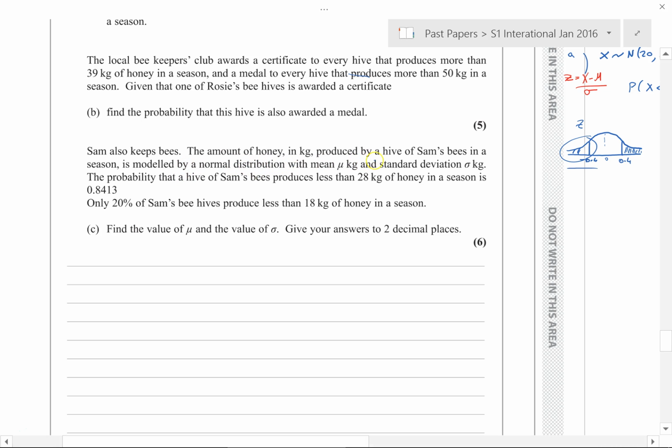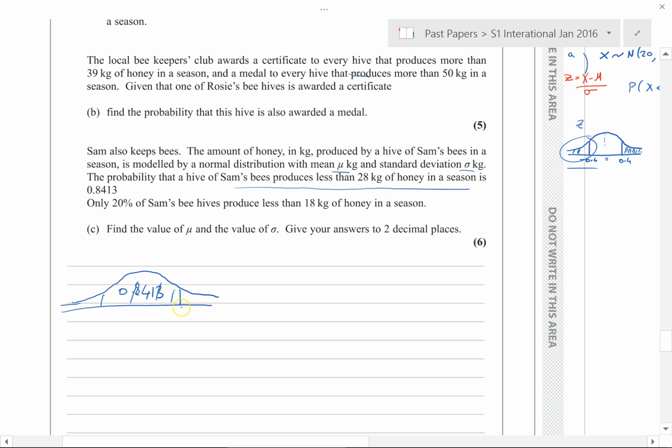Sam also keeps bees. The amount of honey in kilograms produced by a hive is modelled by a normal distribution with mean mu and unknown standard deviation. The probability a hive produces less than 28 kilograms of honey is 0.8413. Now, diagram, definitely start with 0.8413. Don't know why it keeps flickering at the moment, but I'm going to carry on. So there we go, 0.8413 is that area.